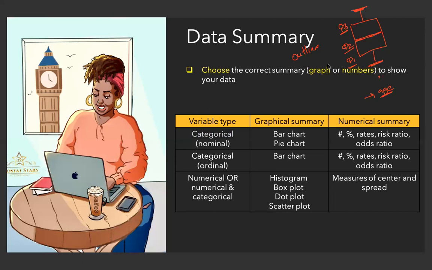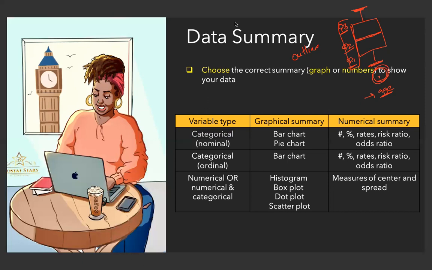Okay, so what I want you to know about the box plot is it can show you all this information: the quartiles, the percentiles, the maximum and the minimum value, the median, as well as any outliers if you have any. Okay, so this is the box plot.